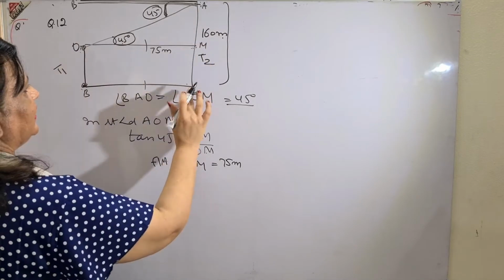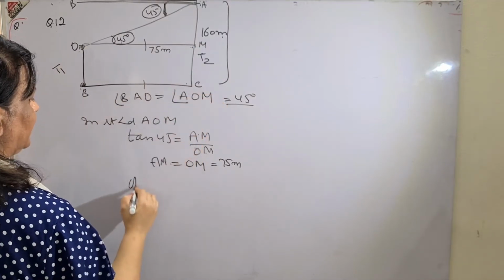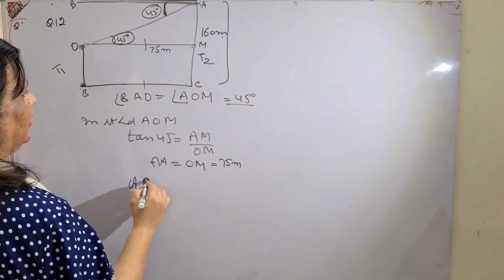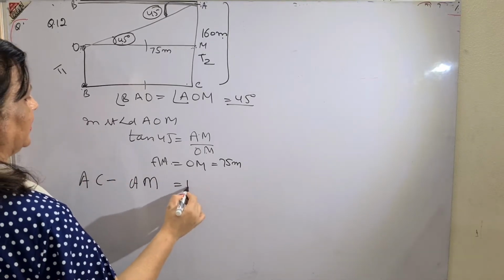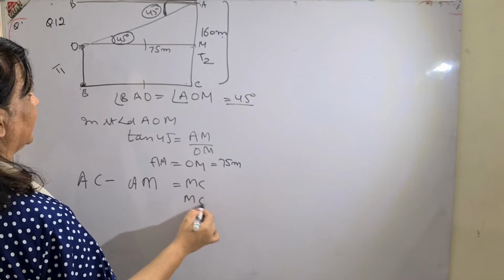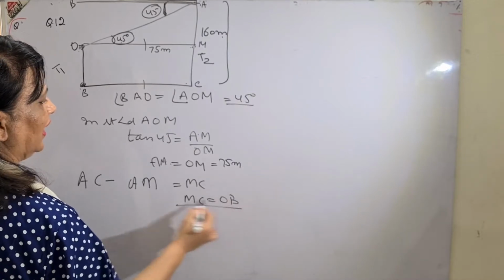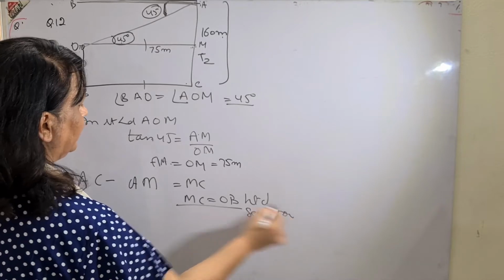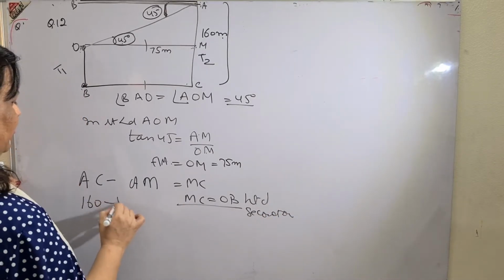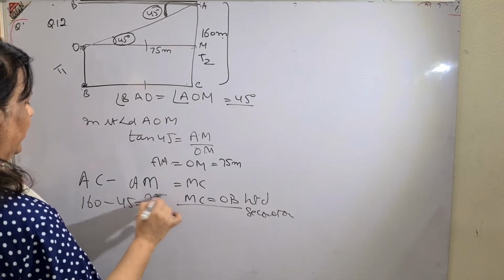Now, if you will subtract AM from AC, this is point C, subtracting AM from AC will give you MC. And MC is equal to OB, which is the height of the first tower. This is what you had to find. So that is 160 minus 75, and that is your required answer.